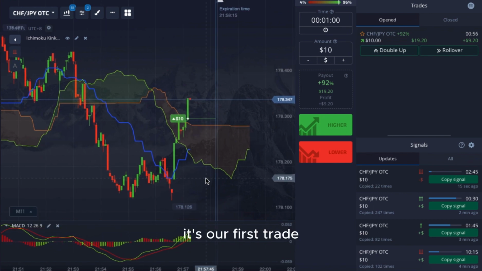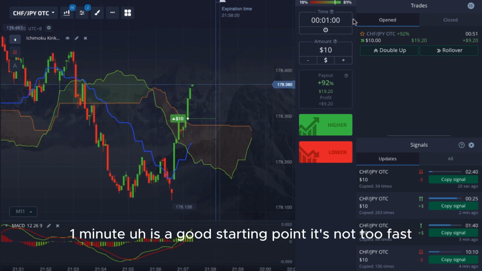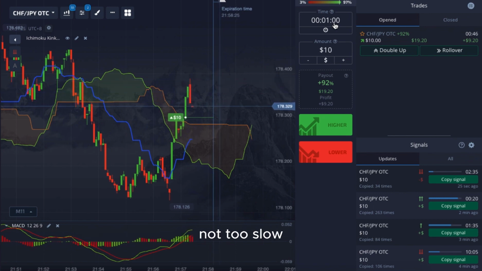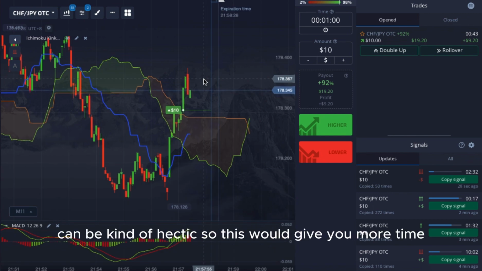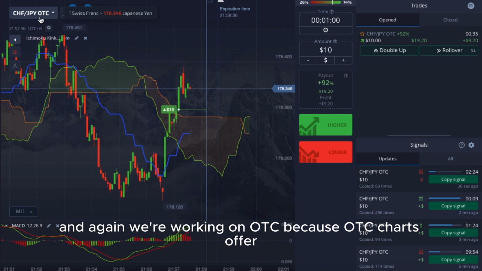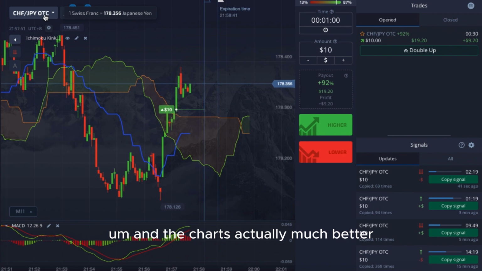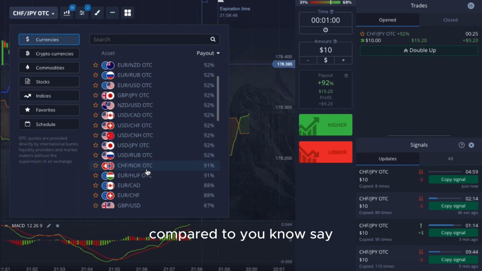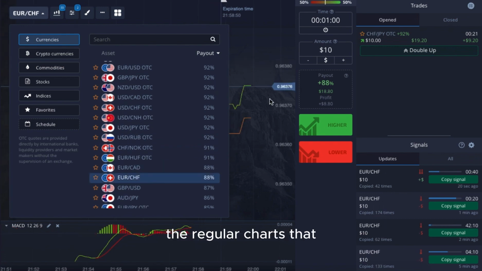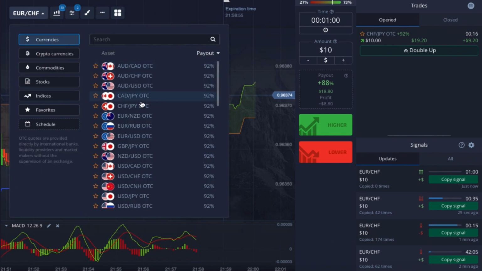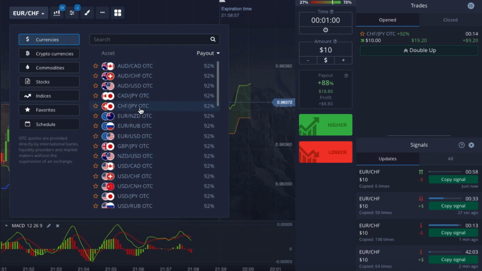It's our first trade. Why I recommend doing it this way: 1 minute is a good starting point. It's not too fast, not too slow. Let's say 5 second, 15 second can be kind of hectic, so this would give you more time. Again, we're working on OTC because OTC charts offer the best payouts, and the charts are actually much better for technical analysis compared to the regular charts, which can be kind of sketchy. You have price gaps and all kinds of stuff that makes it a little bit messy for trading.